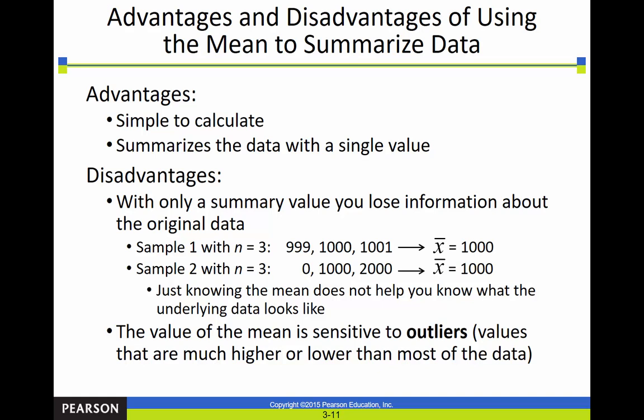The reason we like to use the mean is it's super simple. We know how to calculate the average, and Excel will do it super quick. And I'll show you how to do all these things in Excel when we do the guided problems. The disadvantage is sometimes it throws things off.